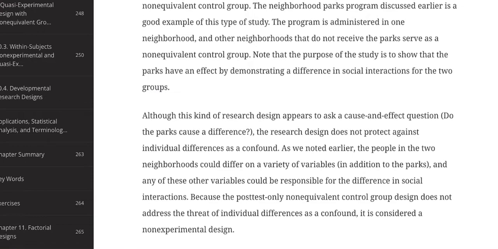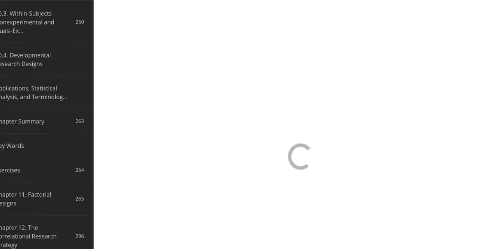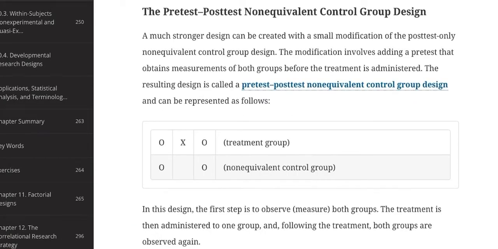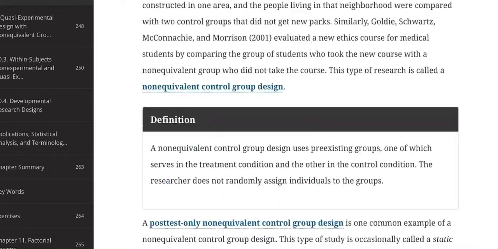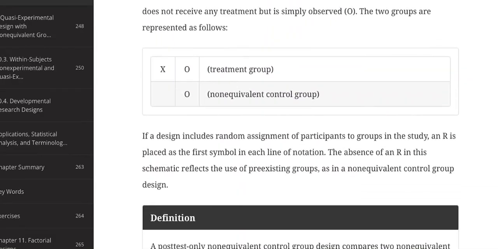Let me see, I can't remember. I think it's on the next page. Yes. This chart gives you an example. Oh, wait, no, that's the pre-test. Whoa, we went too far. There it is.